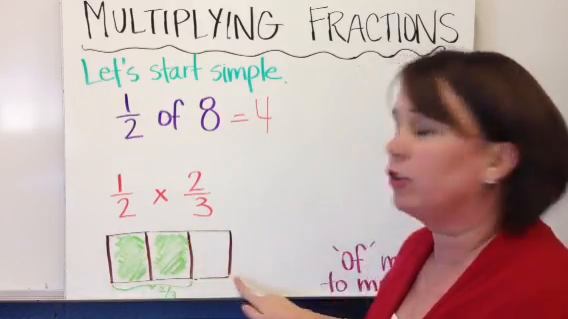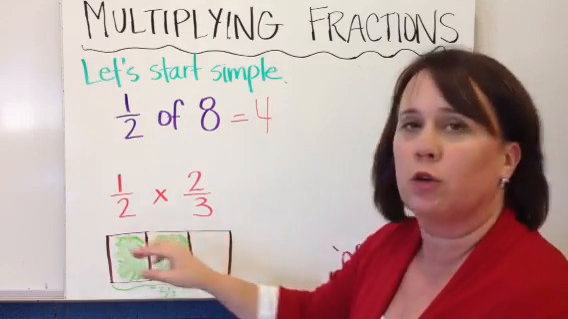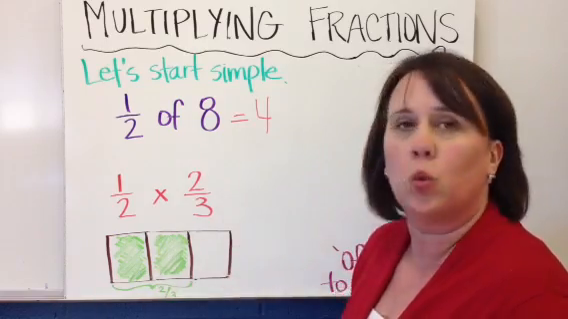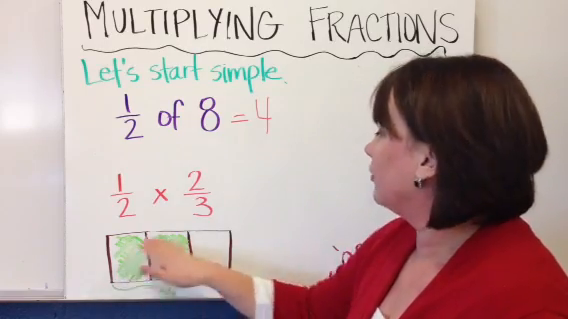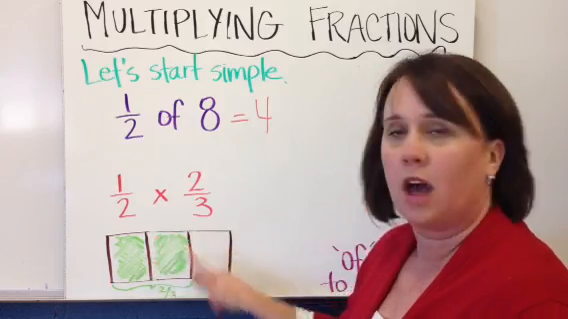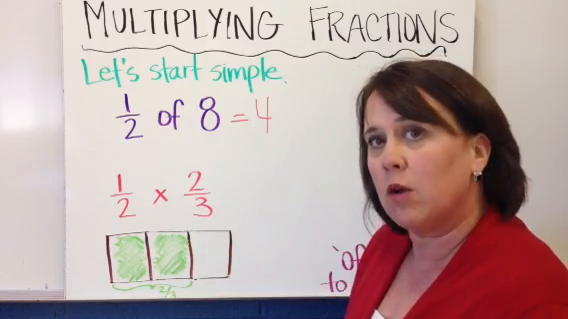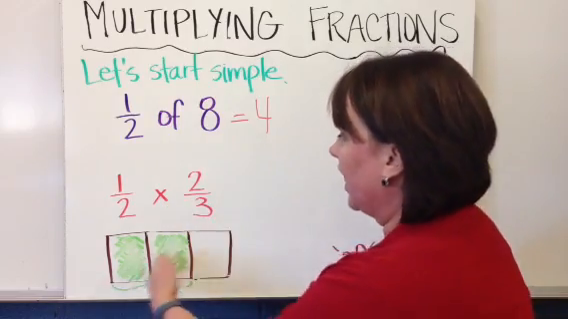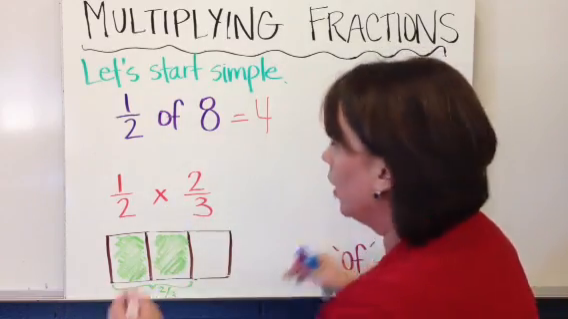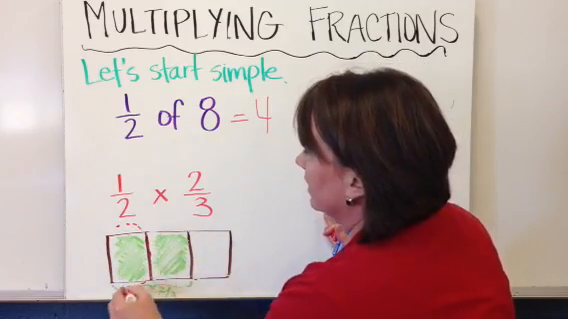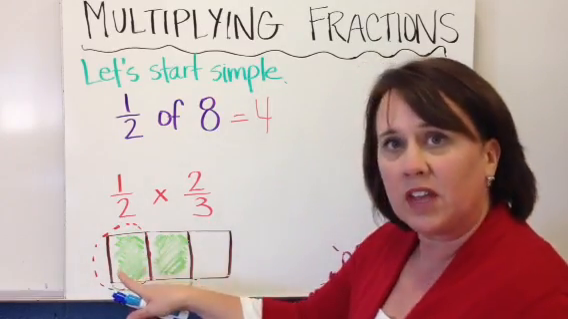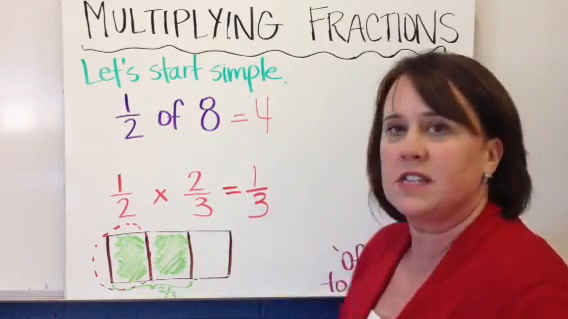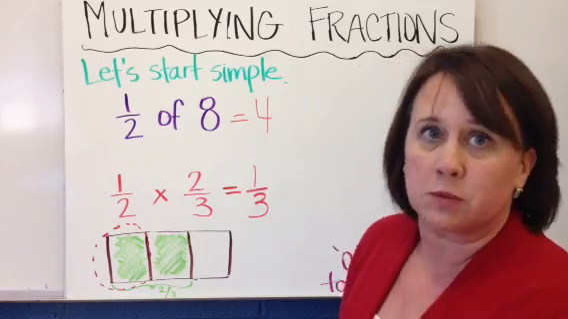Well, here I have a picture, and this is a rectangle broken into 3 equal parts. Therefore, each part is called 1/3. I have shaded 2 of those thirds, and now I want to find half of the 2/3. So if I have 2/3, half of that would be this, which is the same thing as 1/3. When you see the word of, it means to multiply.